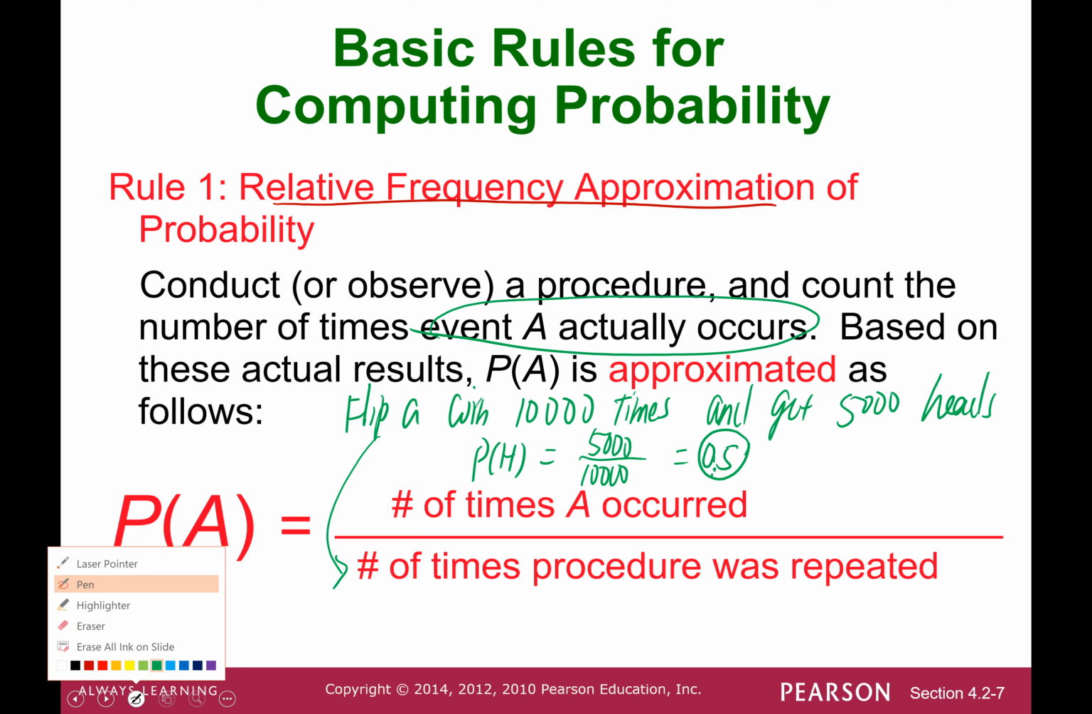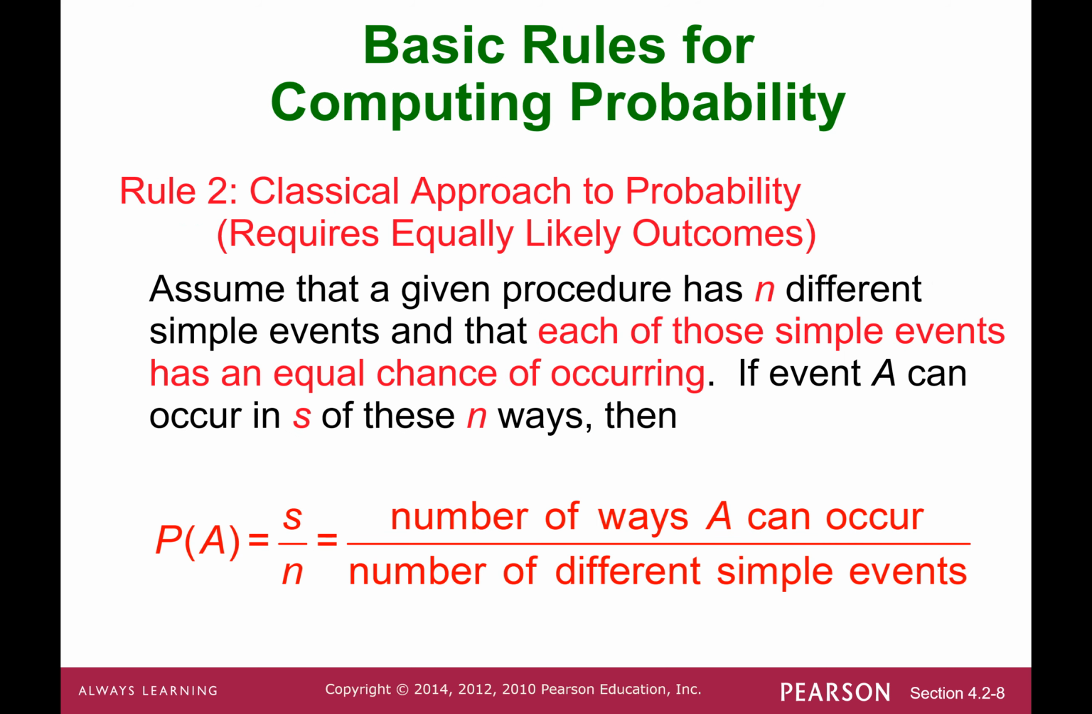And you can use a relative frequency approach to compute the probability itself. Okay. Second one is a classical approach to find probability, and it requires equally likely outcomes. So for example, if you roll a die once, then you get 1, 2, 3, 4, 5, 6, all these possible outcomes, and they have equally likely chance to occur.